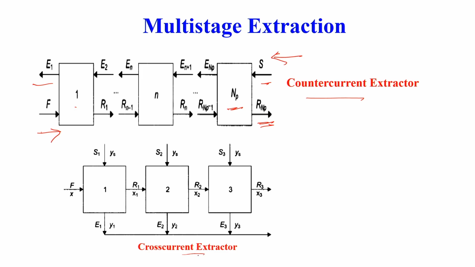You can also have the cross current, which means you are feeding the solvent in the different stages and the feed is passing through. So, here the feed will be R1, here the feed will be R2, and so on. We will just see how we can calculate the number of stages required for the extraction.